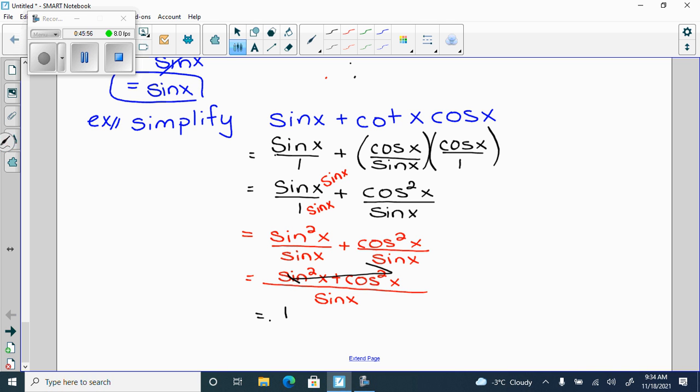So I get 1 over sine x, which, if they asked me for a single trig ratio, I could say cosecant. So 1 over sine is acceptable, but if they ask me for a single trig ratio, that's cosecant. If they don't ask that, you just simplify. So 1 over sine is fine.